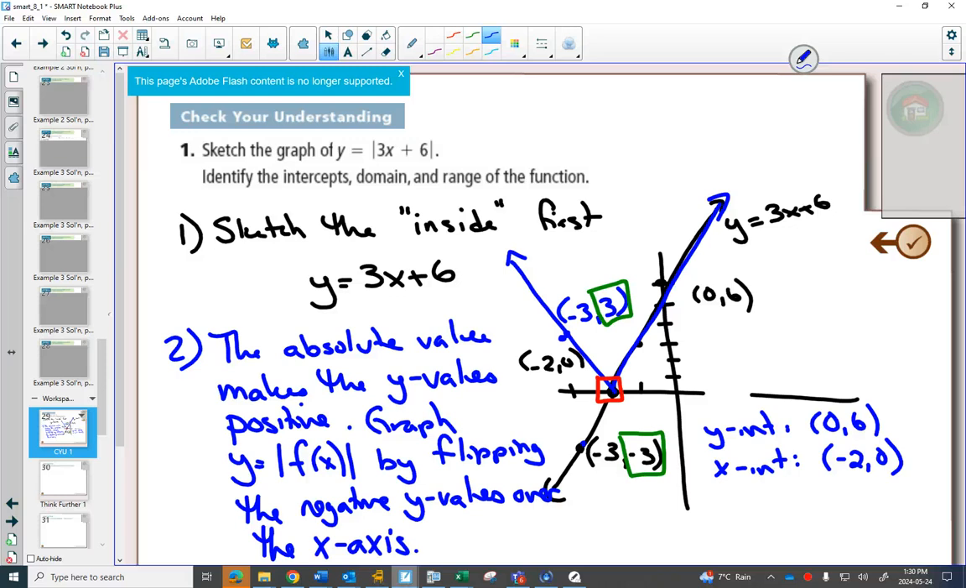Okay, we want the domain of our blue graph. The domain is still everything, but the range, the y values, are now bigger than or equal to 0.